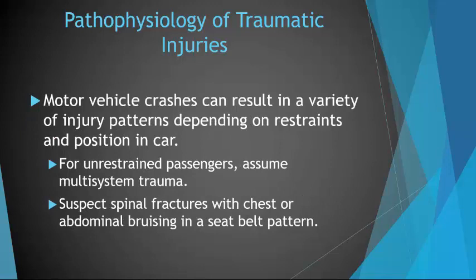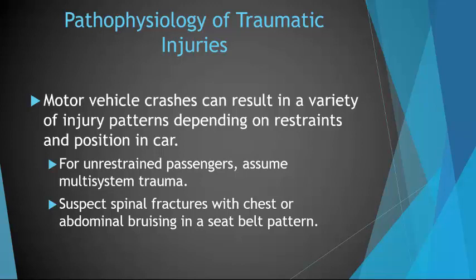Motor vehicle crashes can result in a variety of injury patterns depending on restraints and position in the car. For unrestrained passengers, assume multi-system trauma. Restrained passengers may sustain chest and abdominal injuries associated with seatbelt use. Suspect spinal fractures with chest or abdominal bruising in a seatbelt pattern. Airbags can cause head and neck injuries in young children.